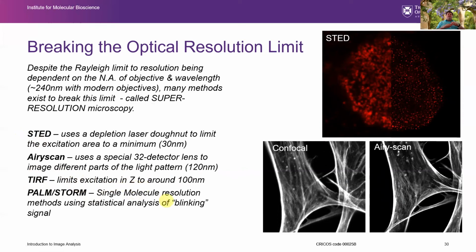So you can see right at the cover slip or right at the cell surface, receptors and things like that. There are other methods, PALM and STORM, that use special dyes and statistical analysis of blinking to get beyond that resolution limit. And we have STED, AiryScan, and TIRF in IMB. We also have SIM on one of our systems, the Lattice. So if you're interested in some of these methods, talk to us.